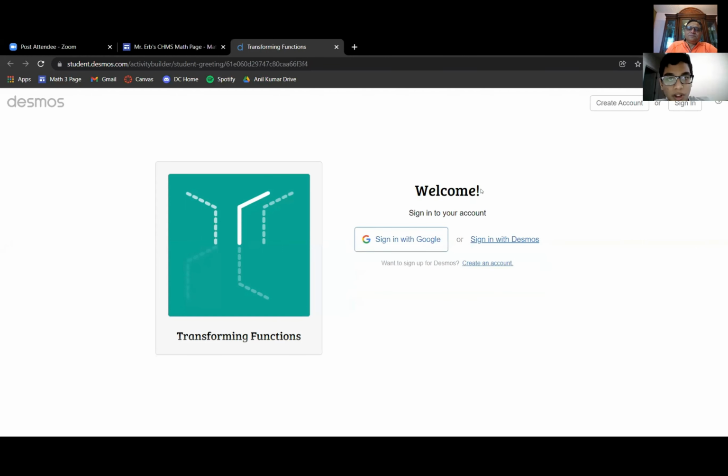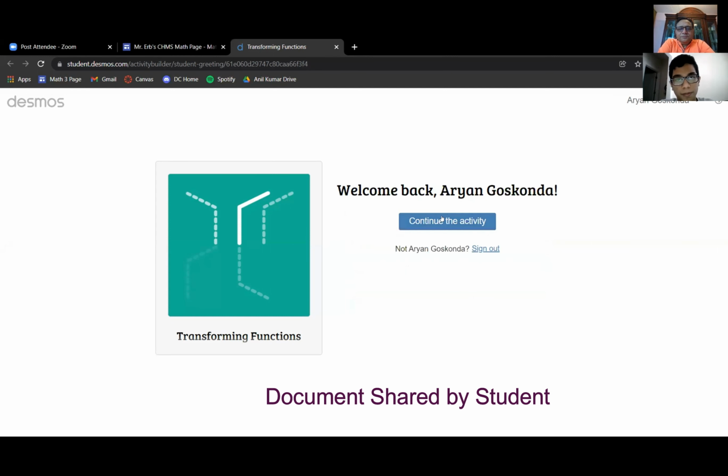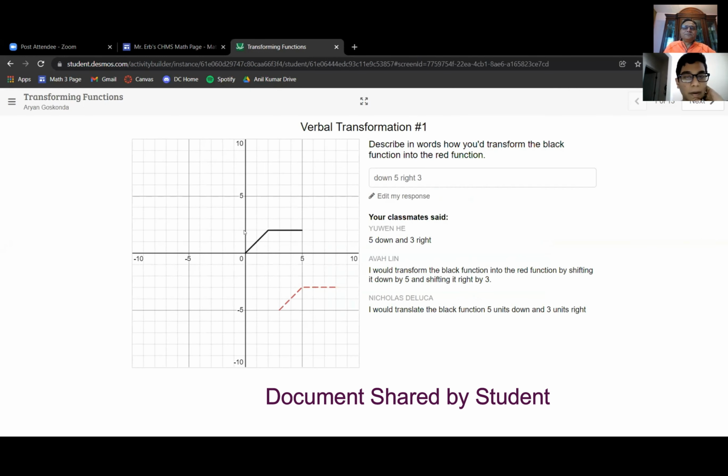We went over a Desmos activity where we transformed functions and covered the basics of that. Let's go through it. I already did this because it was a class assignment. It's basic, just about basic transformations.